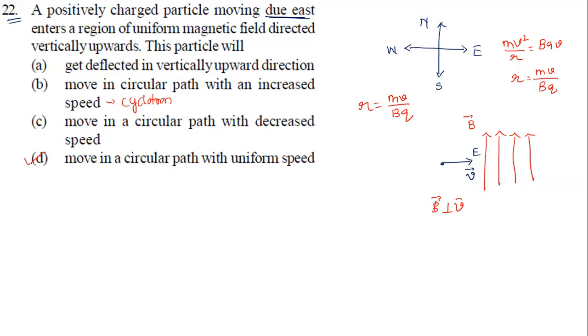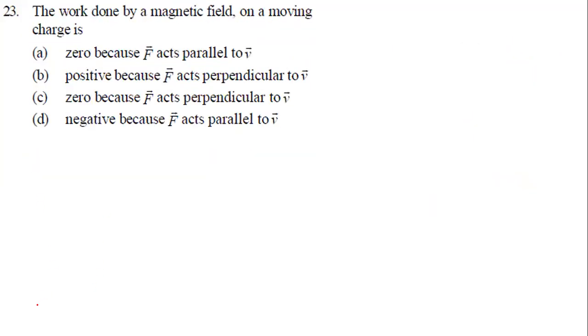So which is the right answer? The fourth option is right: move in a circular path with uniform speed. Sir, what if a cyclotron case were given here? Then the answer would be move in a circular path with increasing speed, and that is what we finally get as the kinetic energy. So this is question number 22.